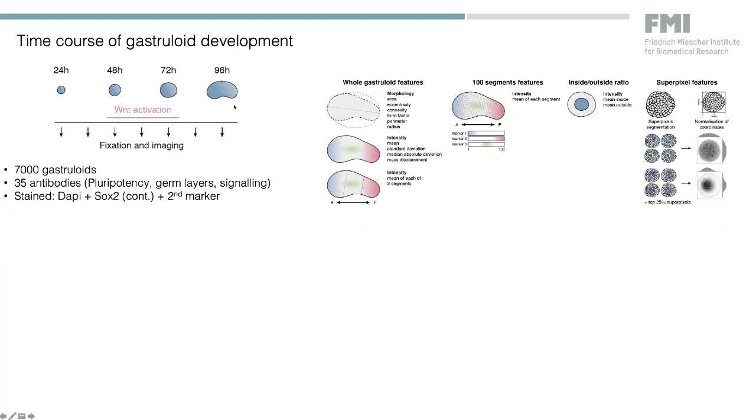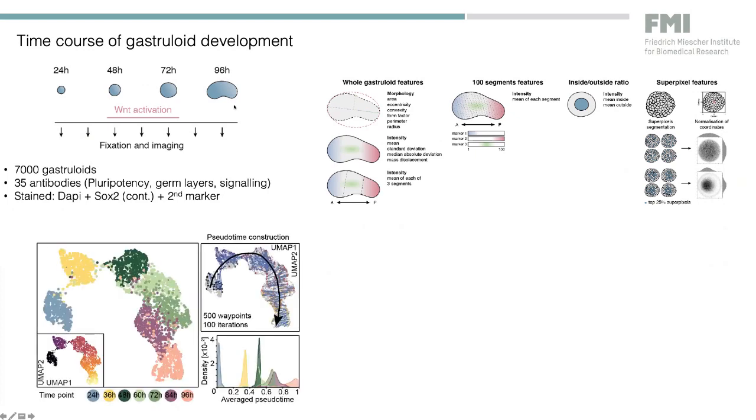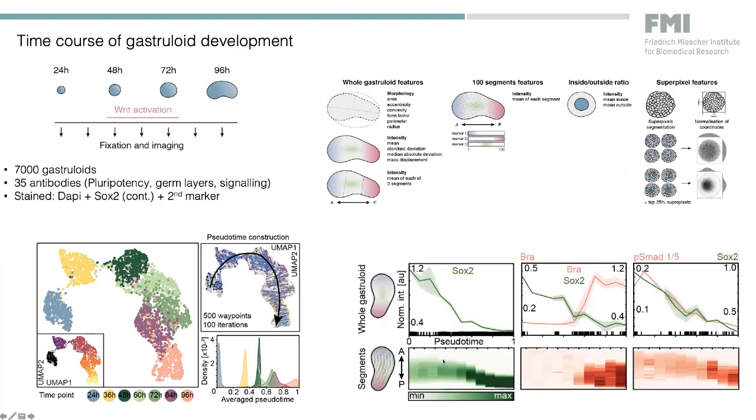time points. We can infer a trajectory, and again, this is not an RNA-seq trajectory where the different points are single cells, but these are gastroloids at different time points. So we can infer an image-based trajectory of gastroloid development. And then we can start looking, and here you see the expression of brachyury, and we can have both at the whole gastroloid level or the different segments over time, in this case over pseudo time of this trajectory.